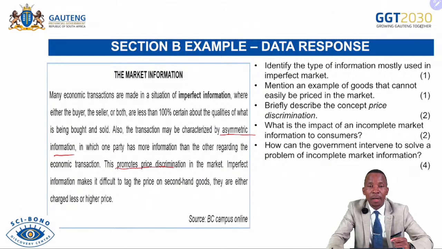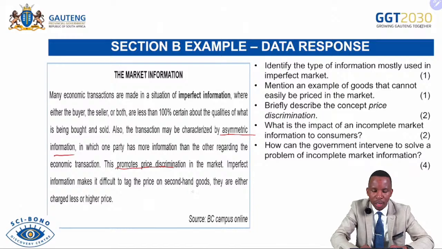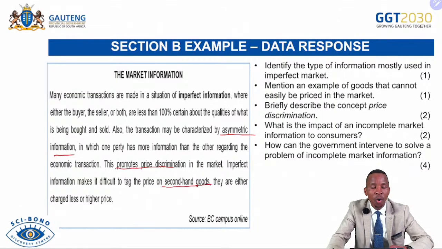That is when the firm is selling the same product to different consumers at different prices. One is given the product at the higher price, while one is given the product at the lower price. Imperfect information makes it difficult to check the price for second-hand goods or used goods. They are either charged higher or less.